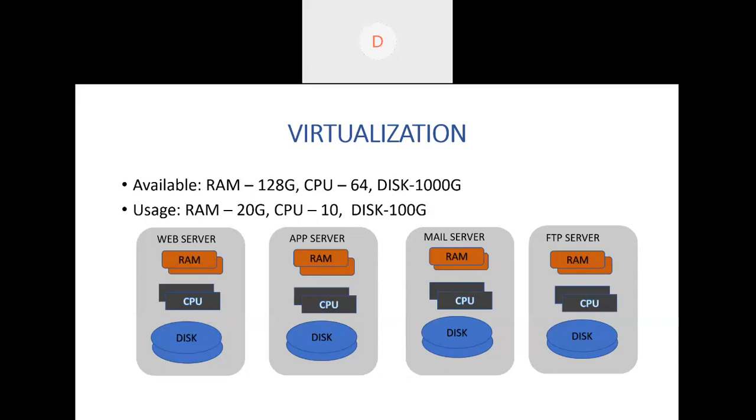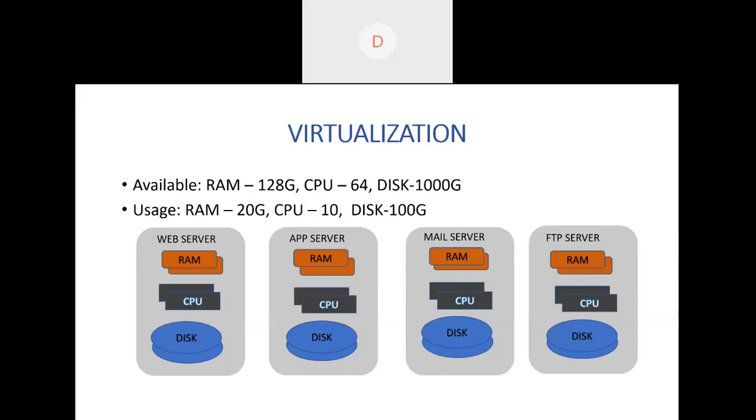Now, the first one is working as a web server, the second one hosts an app server, the third one a mail server, and on the fourth an FTP server is running. For the sake of simplicity, say the web server is consuming 20 GB of RAM, 10 CPUs, and 100 GB of disk. Same is the case with the app server, mail server, and FTP server.